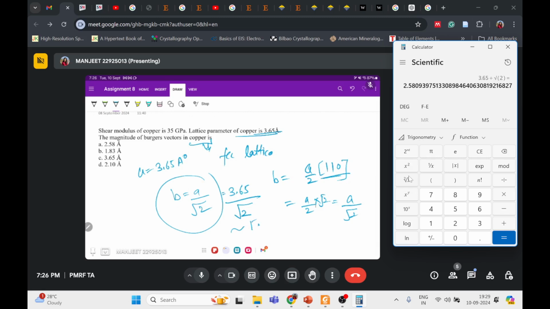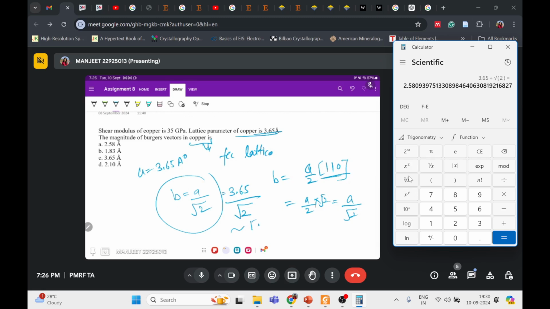You know this, the elastic strain energy U per unit length is half G B square, and we know this G is equal to 35 into 10 raised to power 9 pascal.